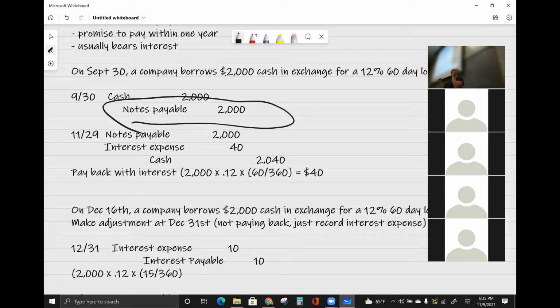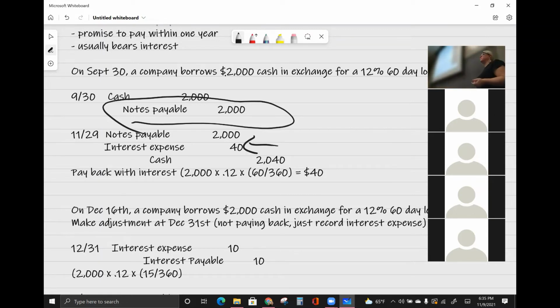Does that make sense? I have $2,000 on the books that I owe Bank of America. When I'm cutting a check, I want to make sure I only clear $2,000 to that liability account that was set up for that note payable, because that's all that's in that account. What happens to the $40 in interest?